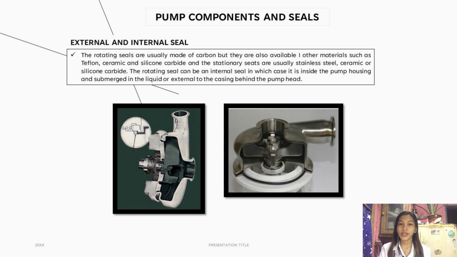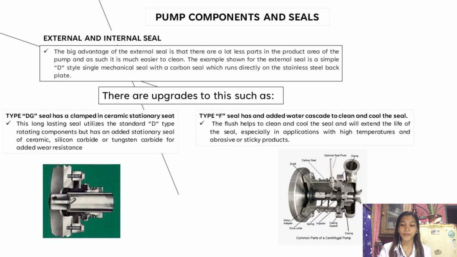The rotating seals are usually made of carbon, but they are also available in other materials such as Teflon, ceramic, and silicon carbide. And the stationary seats are usually stainless steel, ceramic, or silicon carbide. The rotating seal can be an internal seal, in which case it is inside the pump housing and submerged in the liquid, or external to the casing behind the pump head. The big advantage of the external seal is that there are fewer parts in the product area of the pump, and it is much easier to clean.